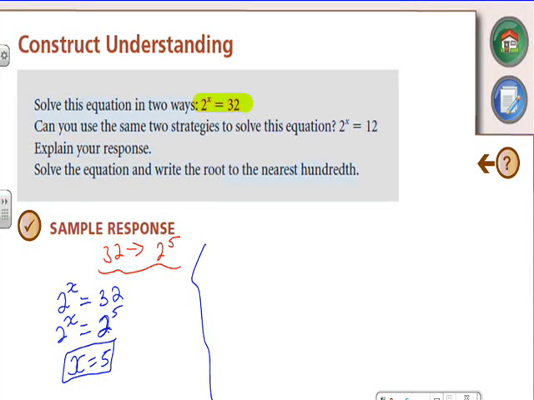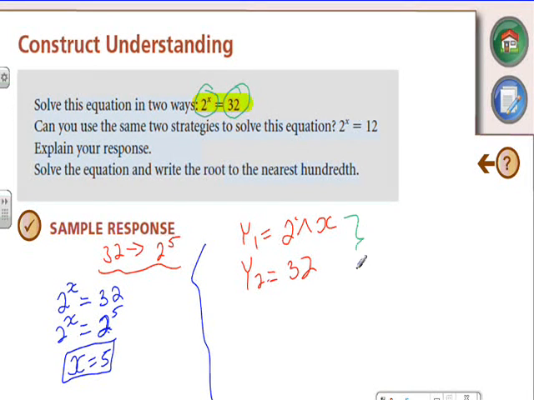Graphically, we want to just take it and use a different method. We could just say let one side equal y1, let the other side equal y2. So we would make y1 equal to 2 to the exponent of x, and I'll actually just show you how you would want to punch it into your calculator. Use that little button there, 2 to the x. And y2 equals 32.